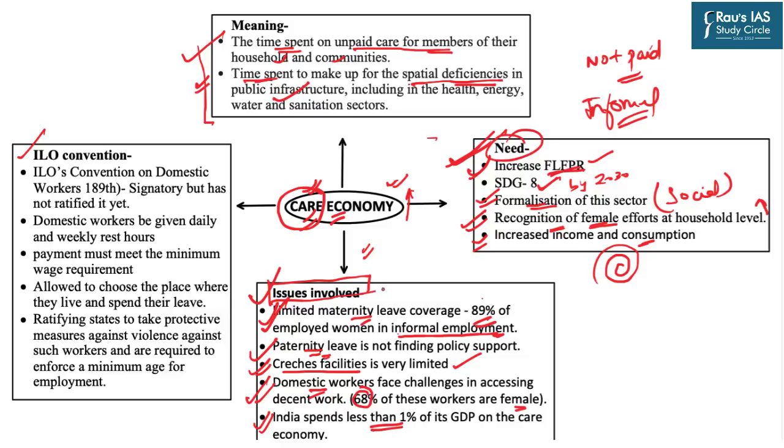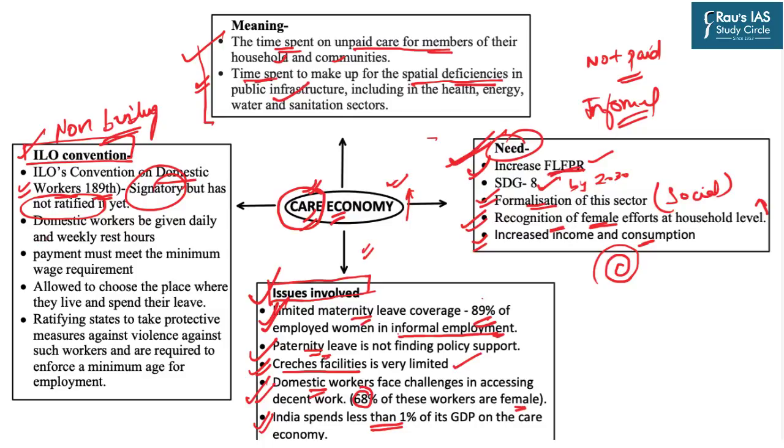So these are the various issues involved in the care economy ecosystem of our country. Now we'll come to the ILO conventions part. The International Labour Organization's 189th convention deals with domestic workers. India is a signatory to this convention but has not ratified it yet, and therefore all the provisions in this convention become non-binding for India.